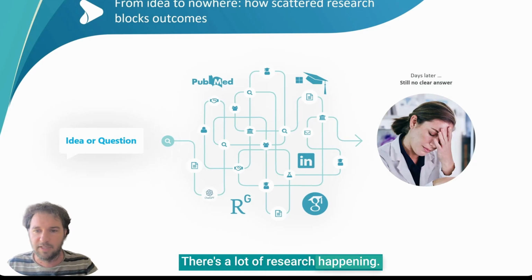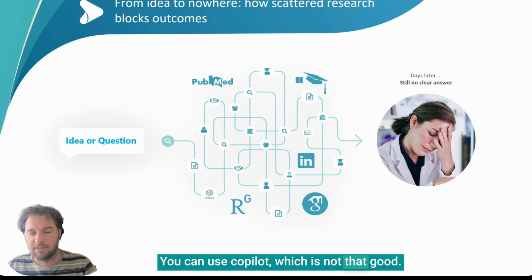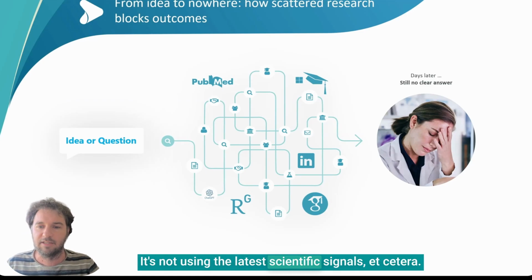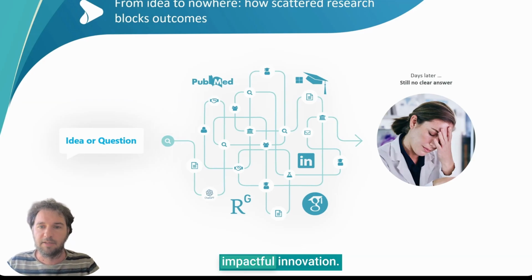There's a lot of research happening. There's publications, there's patents, there's clinical studies, there are new grants, there's information shared in news on company web pages. You can use Copilot, which is not that good, but it hallucinates a lot. It's not comprehensive. It's not using the latest scientific signals, etc. So it comes with a lot of challenges, and all this scattered research is truly blocking an outcome from going from an idea to impactful innovation.